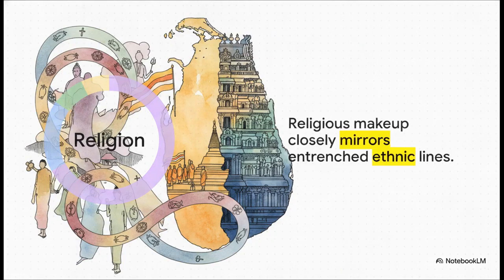Now, layer the religious composition on top of that, and you'll see it closely mirrors the ethnic lines, which just further compounds these distinct identities. 67.4% are Buddhist, which is largely that Sinhalese majority, while 17.6% are Hindu, aligning almost perfectly with the Tamil populations. Christians and Muslims make up the rest. So we aren't just talking about ethnic differences here. You have deeply entrenched religious divides aligning perfectly with those exact same ethnicities.